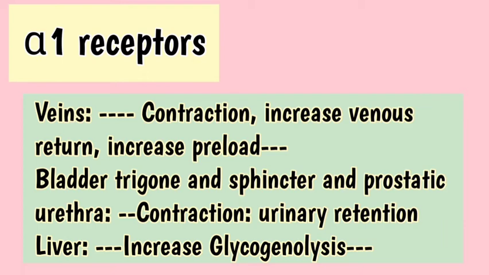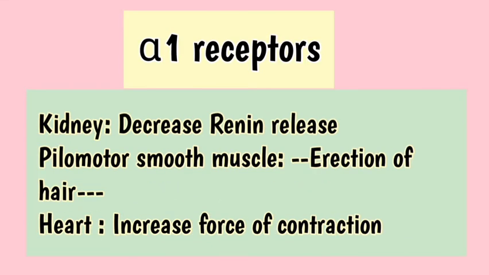Alpha 1 receptors are also present on the kidney, and they decrease the release of renin when activated. On the pilomotor smooth muscles, alpha 1 activation results in erection of hair, and in the heart, when alpha 1 receptors are activated, there is increased force of contraction.